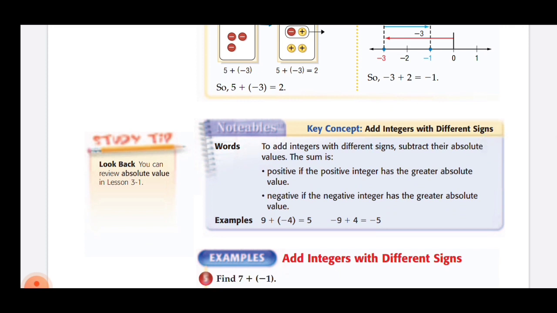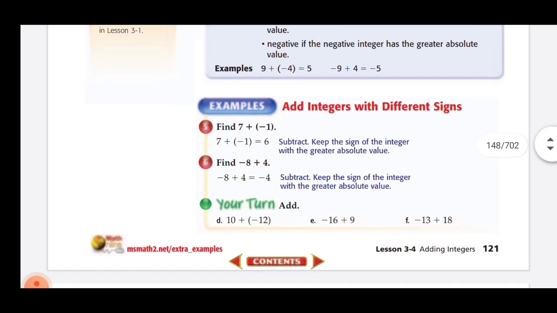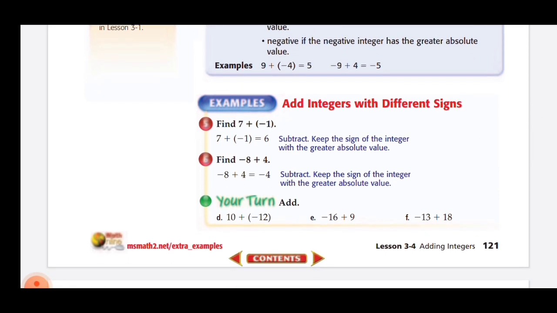Notables. Key concept: add integers with different signs. Words: to add integers with different signs, subtract their absolute values. The sum is positive if the positive integer has the greater absolute value. Negative if the negative integer has the greater absolute value. Examples: 9 plus -4 equals 5. -9 plus 4 equals -5.